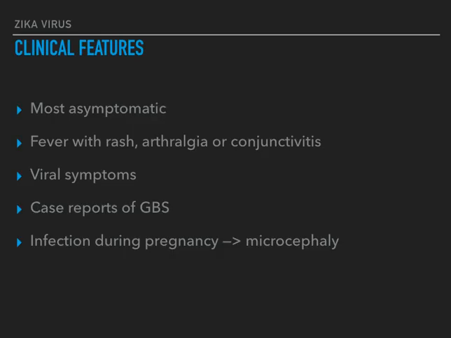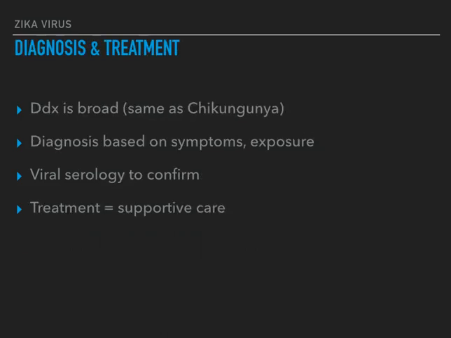The majority of patients that contract Zika virus are asymptomatic, but if they do come down with a fever, again, they get those viral symptoms, and these can include rash, arthralgias, and conjunctivitis. There have been case reports of Guillain-Barré syndrome occurring with Zika virus infection, and the main concern, and why it's received so much play in the news, is because infection during pregnancy can actually lead to microcephaly in infants. Severe disease is fairly uncommon, fatality is quite low, and clinical illness is usually mild with symptoms lasting days to weeks.